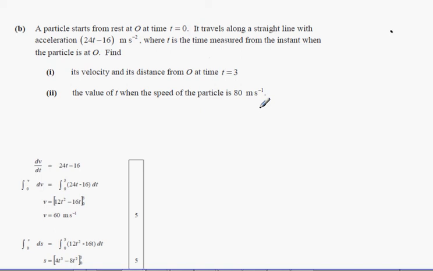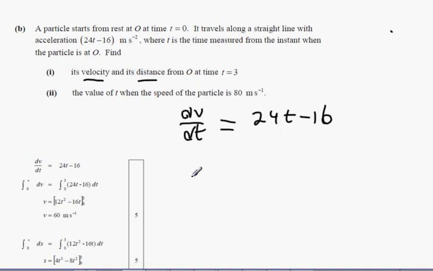Okay, so what we know is acceleration is dv/dt, and dv/dt equals 24t minus 16. This is a good matchup because we have dt in terms of t, so there's only one letter and it matches. Once we find this, it'll answer one of our questions. It will give us the velocity, but it won't give us the distance. So we'll answer the velocity part first and the distance part second.